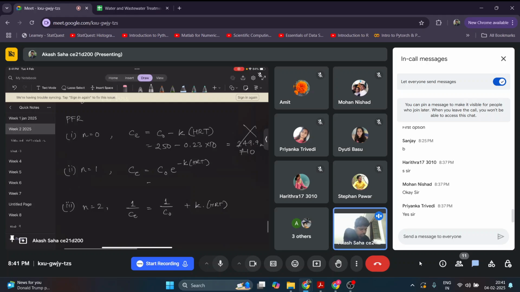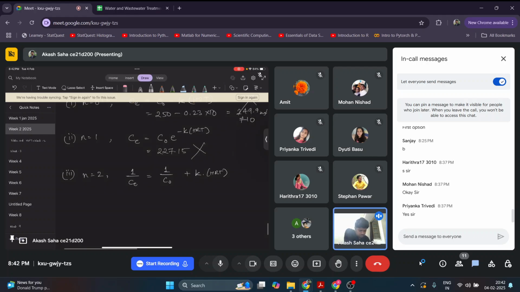Okay, next one we will put in the values again. So the answer will turn out to be 227.15. So this is also not correct because it should be equal to 10. For the third one, if you put in the values, we will get CE as 10.01 something. So this is right. So our order of the reaction is 2. So it's a second order reaction. Okay, second order reaction. So this is how we have to do.